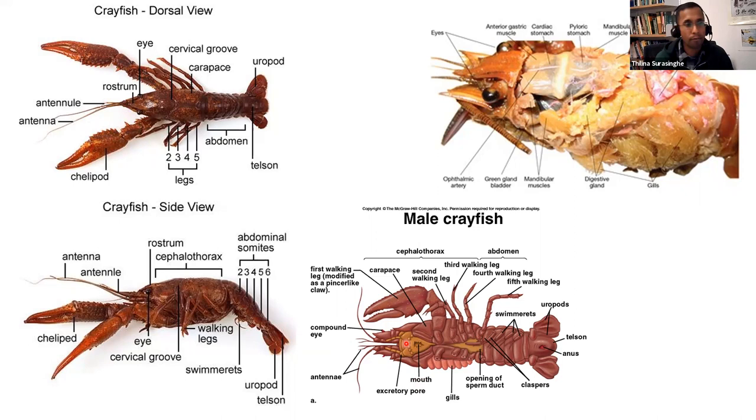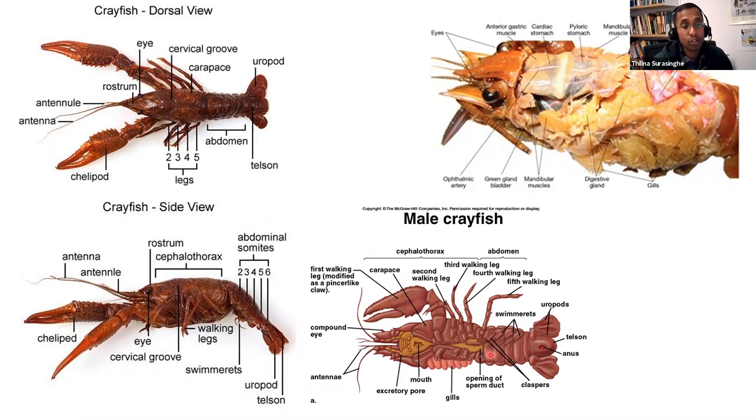And then you have this large first pair of working legs that are modified into pincers or claws, right? We call them cheliped. And then you have five sets of working legs. The first working leg is claws. 2, 3, 4, 5 are other working legs that are actually used for walking. And then you actually have swimming legs called swimmerets, right?